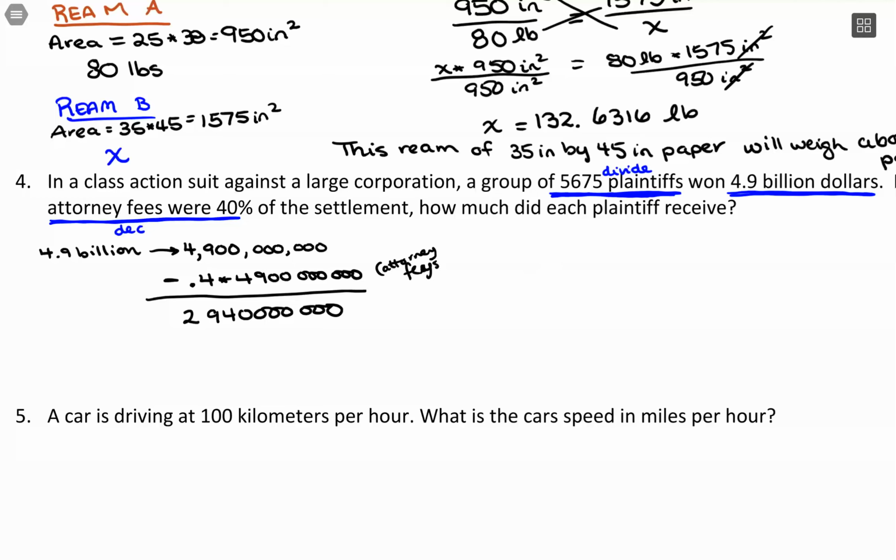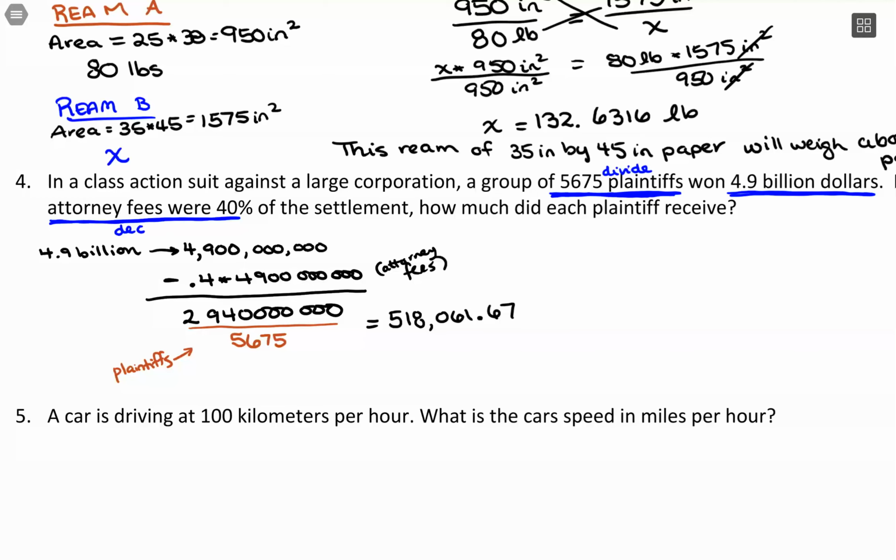Now what we need to do is divide this up amongst the plaintiffs. So I have this number, and this math isn't the most organized, but just so I don't have to keep writing down that large number, we want to take those winnings and divide it up by the 5,675 people. So with that, we're dividing it among the plaintiffs. So if we put that in the calculator, we should end up with $518,061.67.